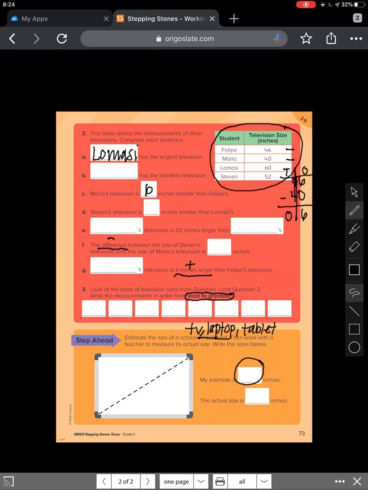Then after you've estimated how big you think it will be, remember you're going to do it in inches. Then you're going to go and measure its exact size using a measuring tape, a ruler, a yardstick. You can use any of those things. And remember, this is a may-do assignment, so you do not have to do this. This is something extra that you could do with me.